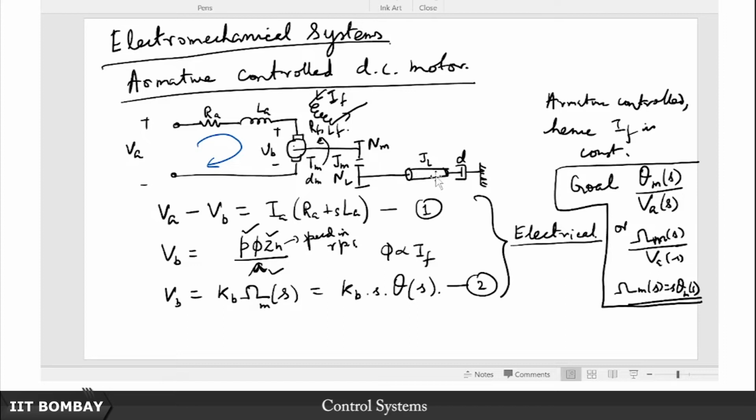This on the other hand could be a load, the inertia of the load, but this Jm is basically the inertia of the motor itself. The motor, the shaft, the armature, everything combined together gives you some inertia. So that is the Jm.